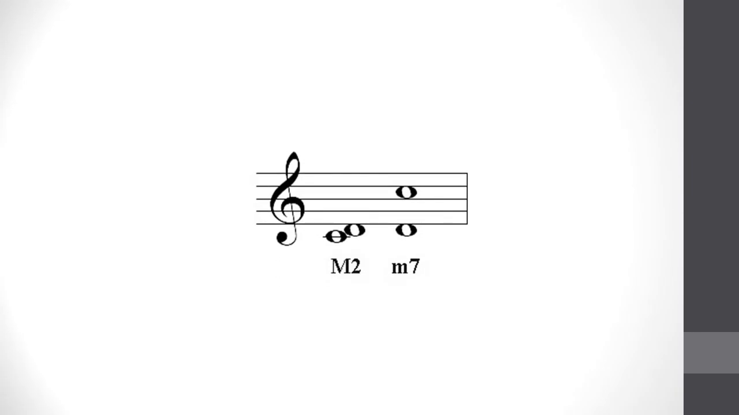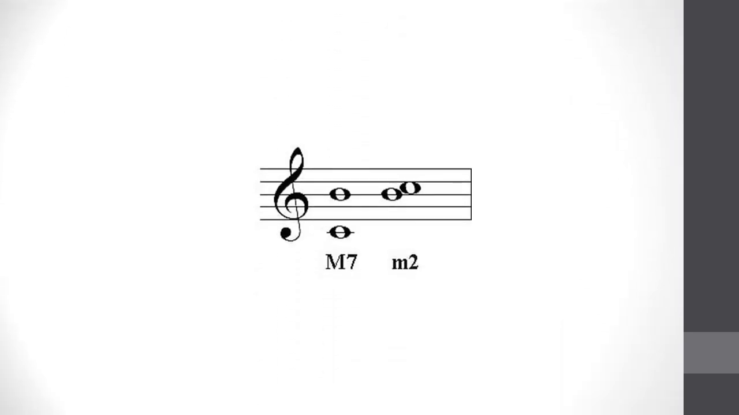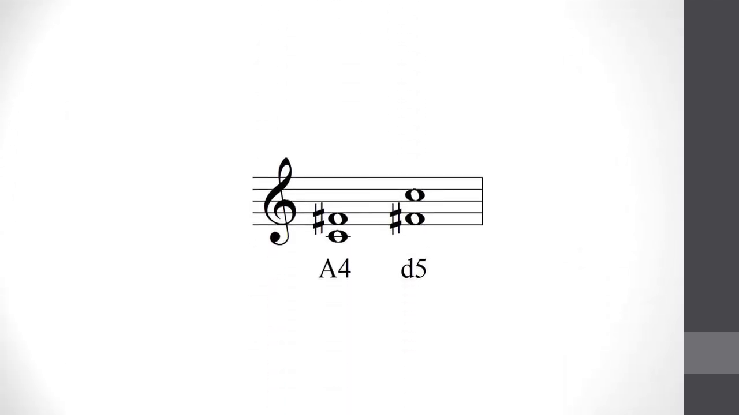The inversion of the major second is the minor seventh, and the inversion of the minor seventh is the major second. These two intervals together equal an octave and are therefore complementary. The inversion of the major seventh is the minor second, and the inversion of the minor second is the major seventh. These two are also complementary intervals. And finally, the inversion of the augmented fourth is the diminished fifth, and vice versa, and these are also complementary intervals.